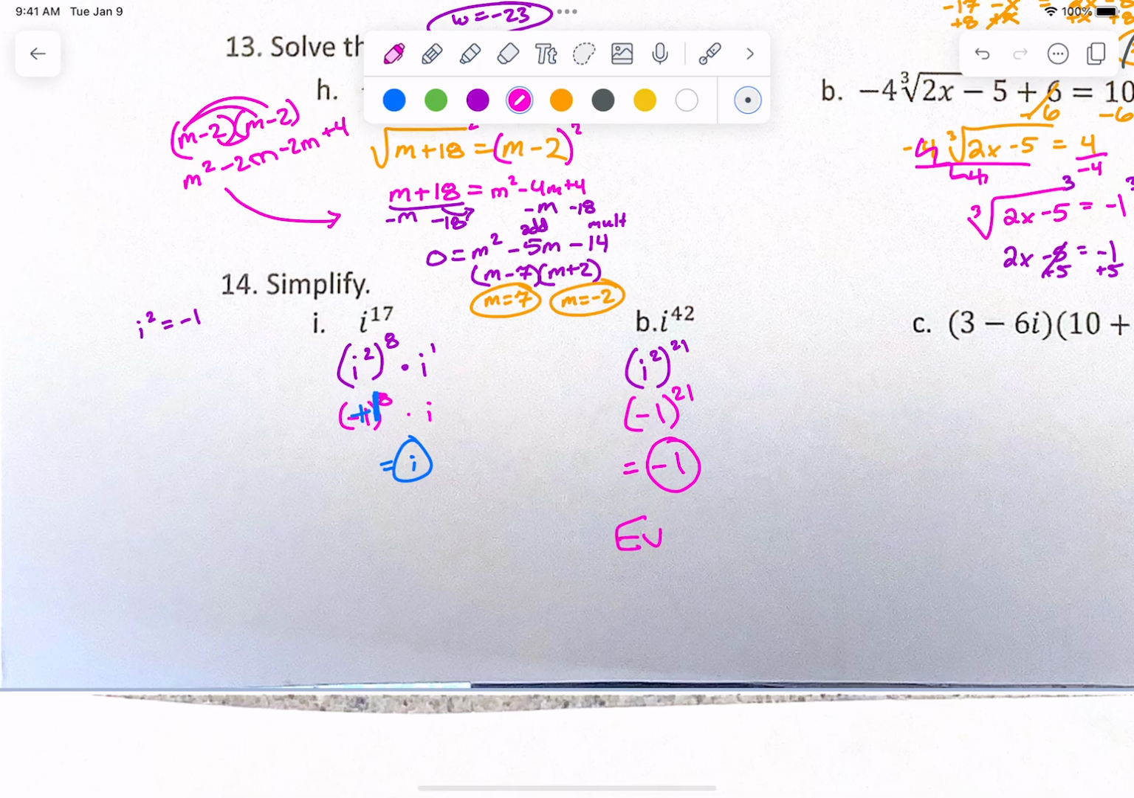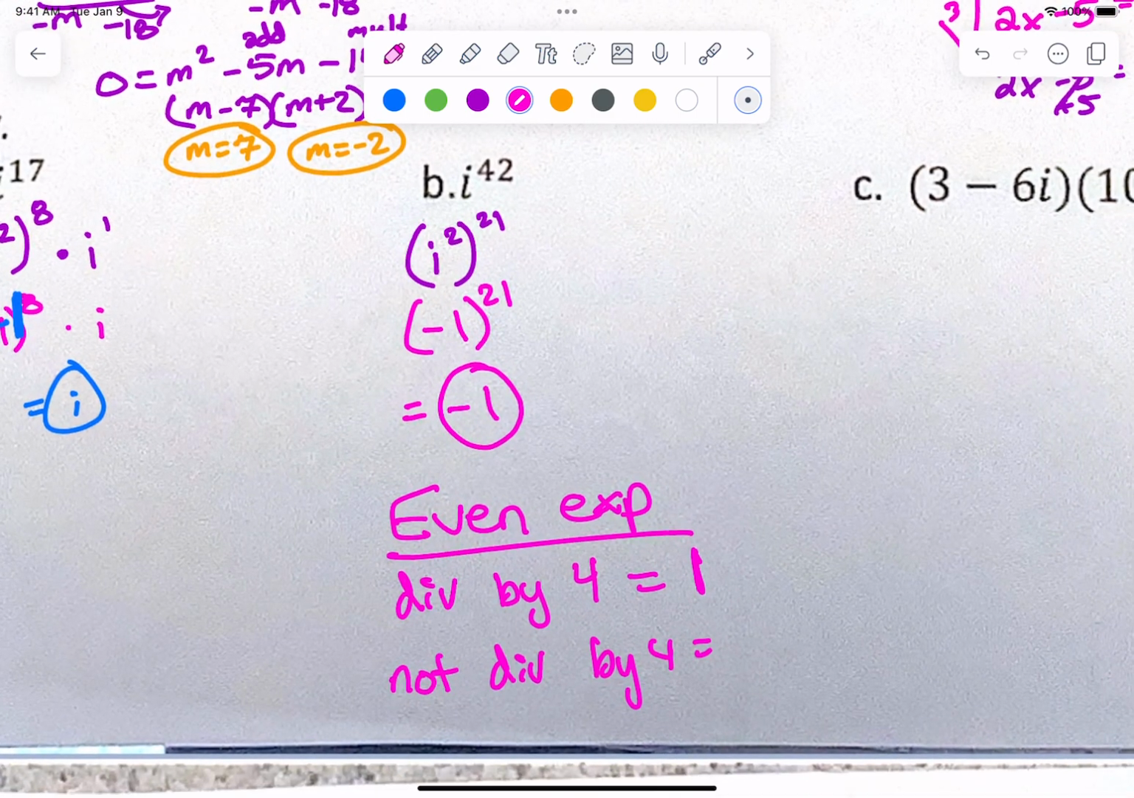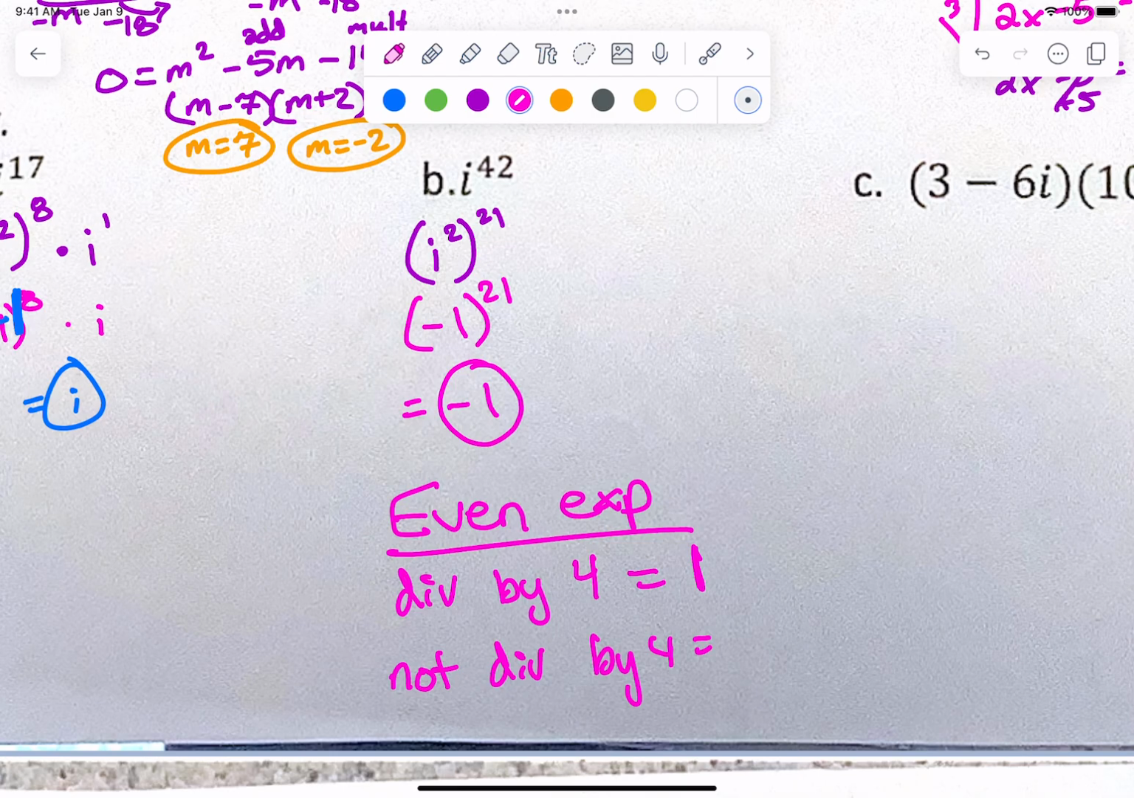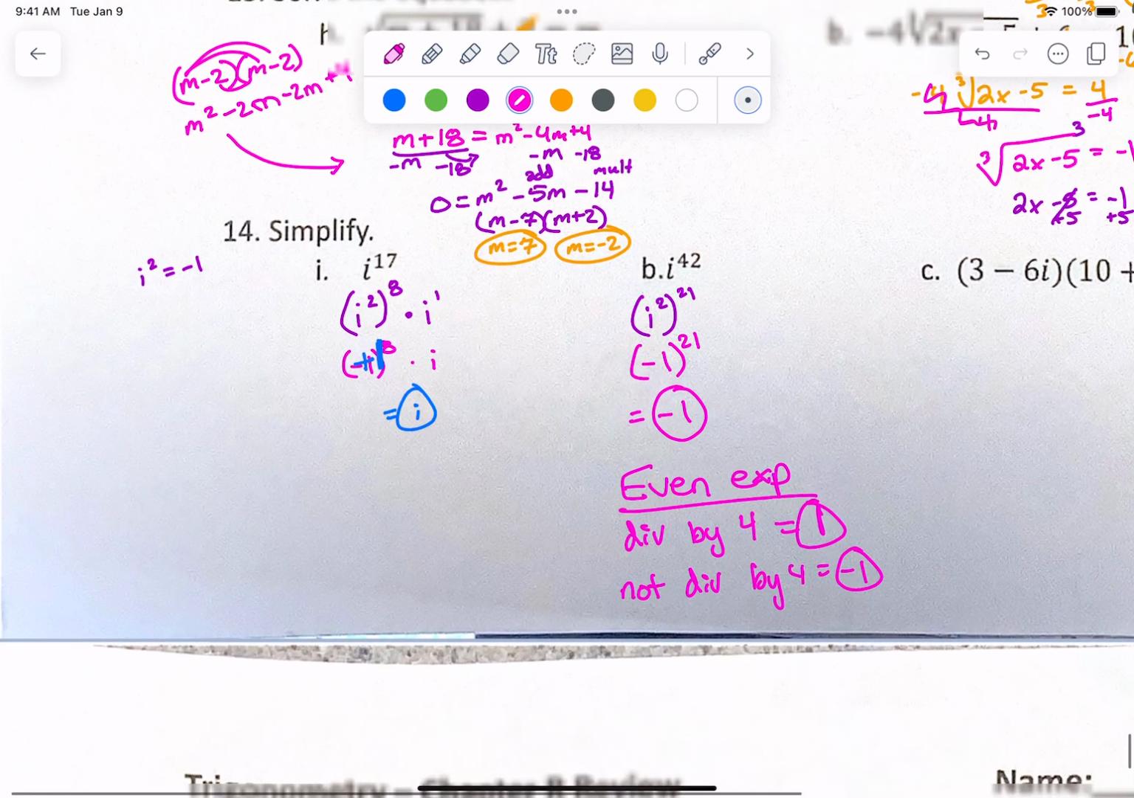So for even exponents, if it's divisible by 4, it equals 1. If it's not divisible by 4, like this one was an even number but it wasn't divisible by 4, 42 does not divide by 4, it is negative 1.